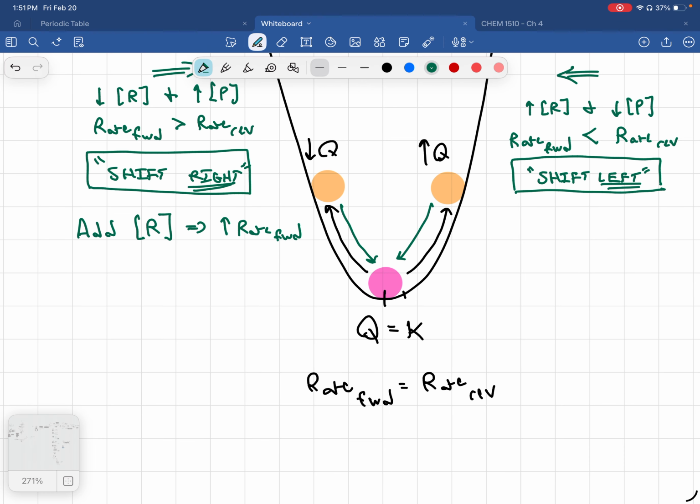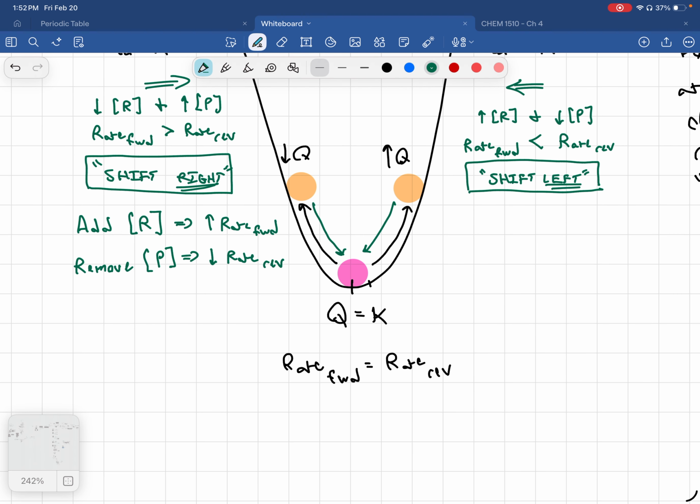Okay? What's another way we could do this? We could add reactant such that we increase the reactant concentration. We could remove product such that we decrease the product concentration. Well, that would cause the reverse rate to get slower. Again, that leads to a situation where the forward rate is faster than the reverse rate, and again leads to a shift to the right, which again is depicted by all of the reactant concentrations going down and all the product concentrations going up.